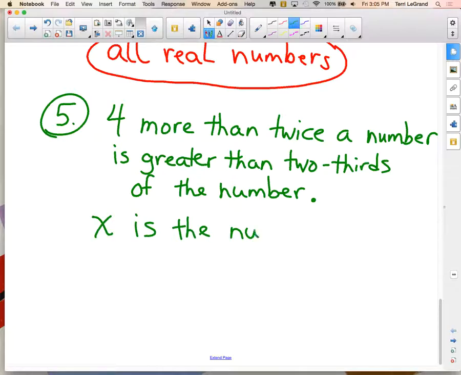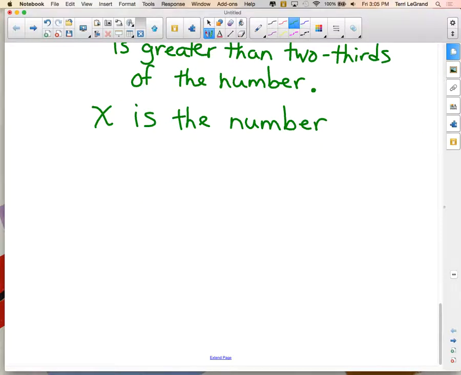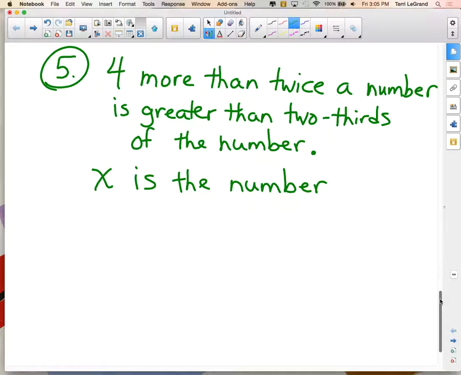There's a couple of different things that happen to the number in the problem. It's got this twice thing going on with it, and it's got this 2/3 thing going on with it, but regardless, it's just the same number, so it is the number. Okay, go ahead and write an inequality statement that you think represents 4 more than twice a number is greater than 2/3 of the number.